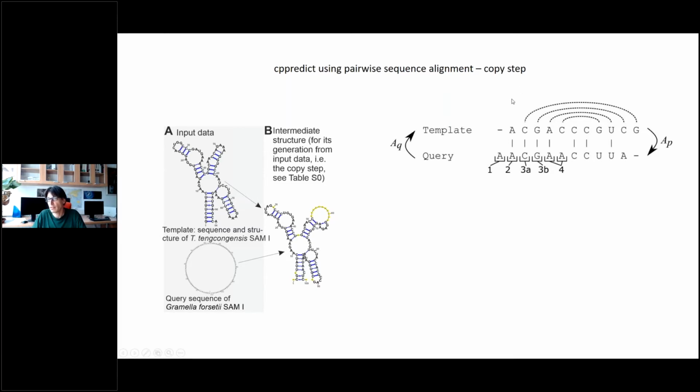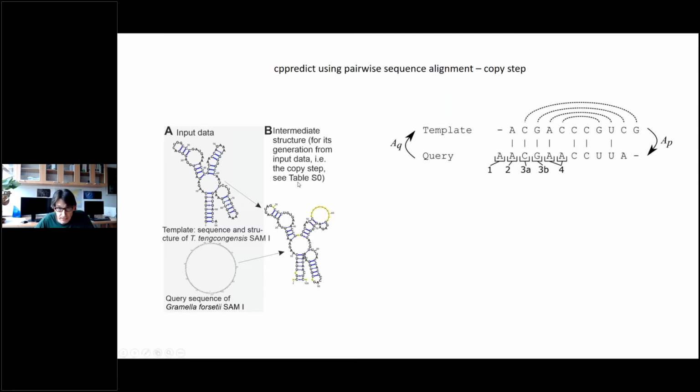But there are a couple of situations in which base pairs cannot be copied. For example, this base pair CG cannot be copied onto the query sequence because a G is missing here, and there is a gap in the aligned sequence. So you have to work out all these situations, but mostly these base pairs can be copied meaningfully onto the query sequence because the RNAs are homologous. It means they have similar structures.